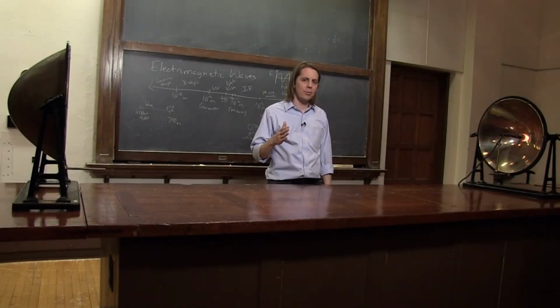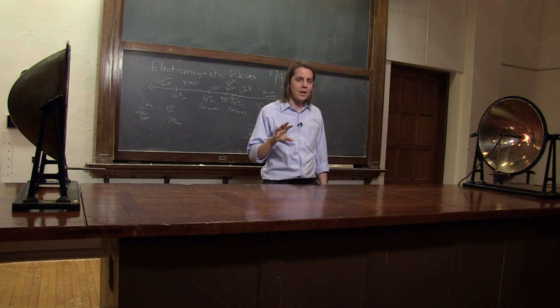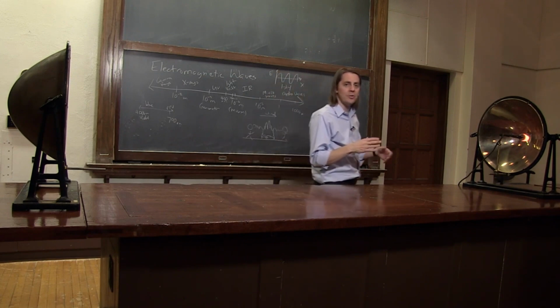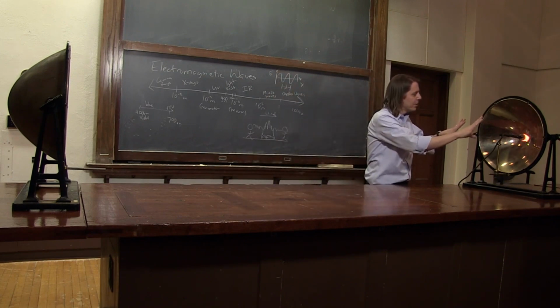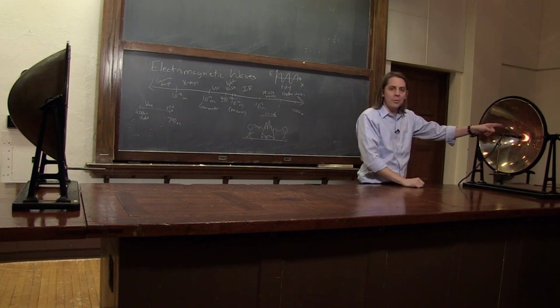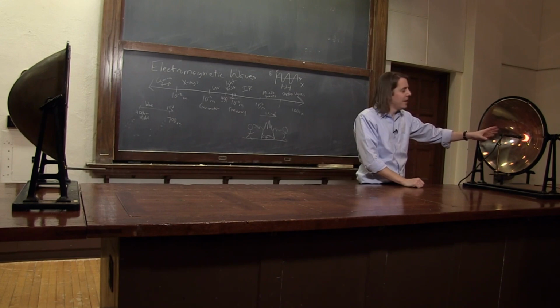So now I'm going to show you that that infrared heat that you feel at a campfire is really an electromagnetic wave. And we're going to do it by showing you that it obeys the laws of optics. So here is a parabolic mirror, and sitting at the focal point of the mirror is a very hot filament emitting quite a bit of infrared radiation. And since it's a wave, it obeys geometric optics.